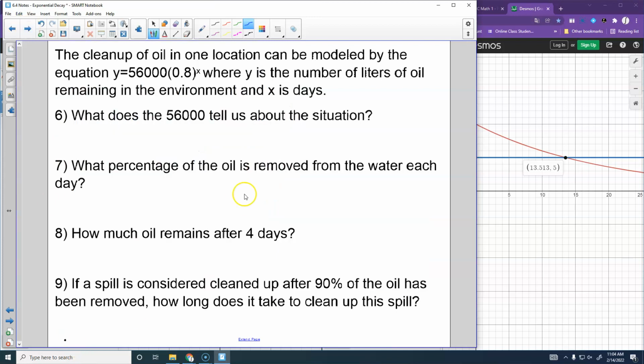So let's look at this particular situation. The cleanup of oil in one location can be modeled by the equation y = 56,000 times 0.8 to the x, where y is the number of liters of oil remaining in the environment and x is days. Okay? So what does the 56,000 tell us about the situation? That is our liters of oil. So it's 56,000 liters of oil spilt.